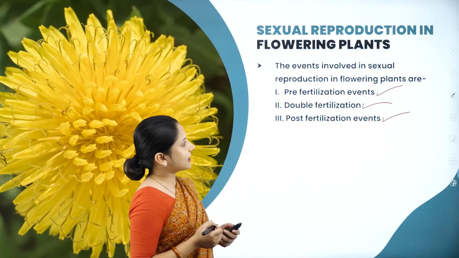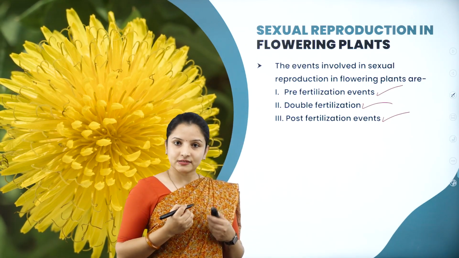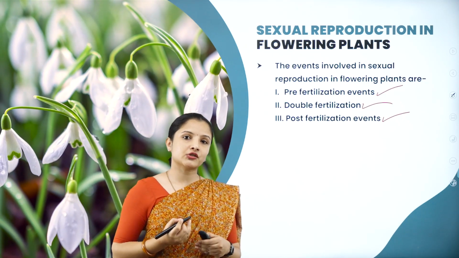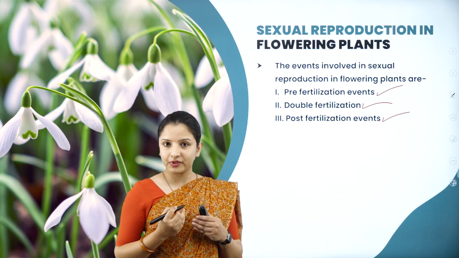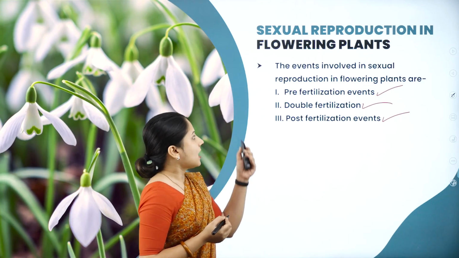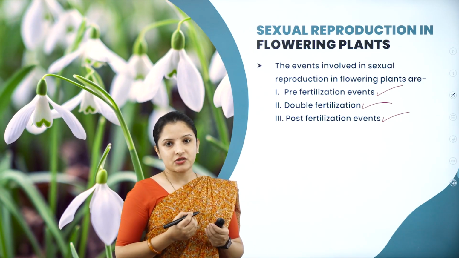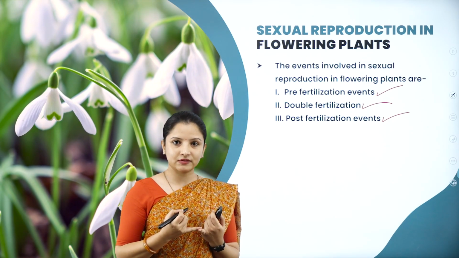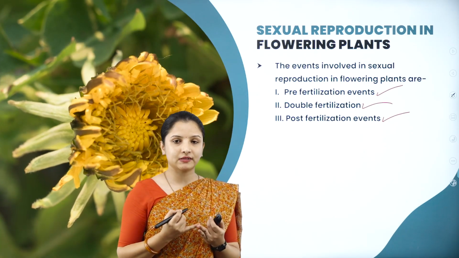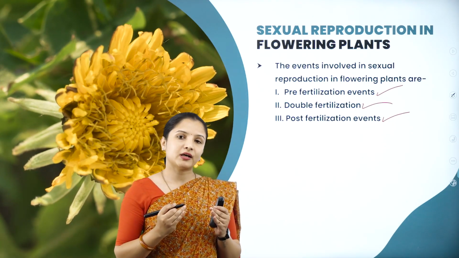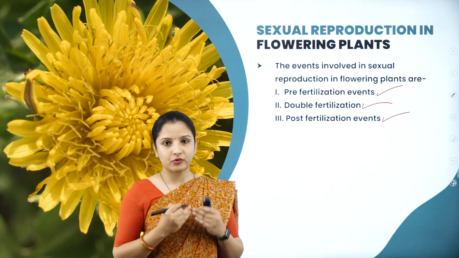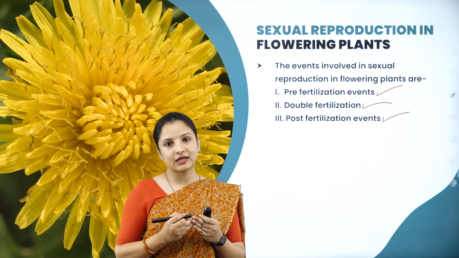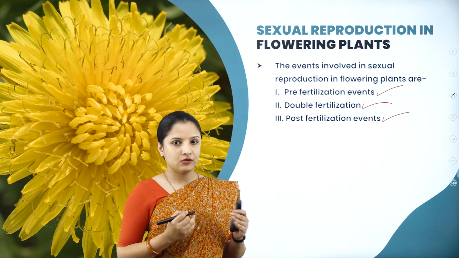In the pre-fertilization events, we will study the structures that are involved in bringing about the pre-fertilization event. In the pre-fertilization, we have the male reproductive structures and the female reproductive structures. In the male reproductive structure, how the pollen grains are formed, and in the female reproductive structure, how the embryo sac or the female gametophyte is formed.